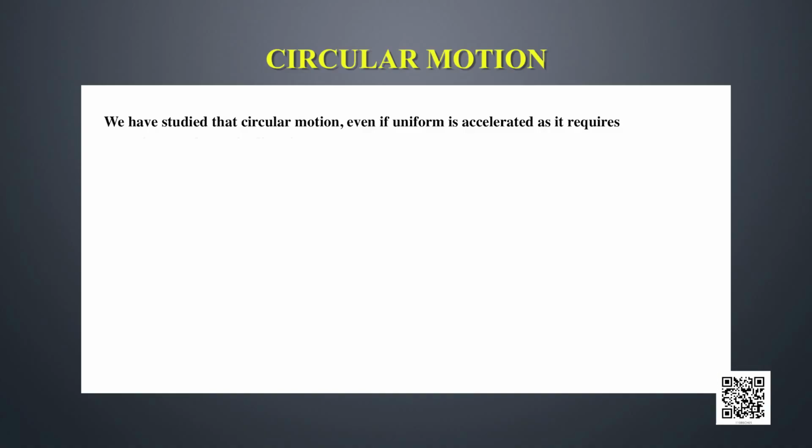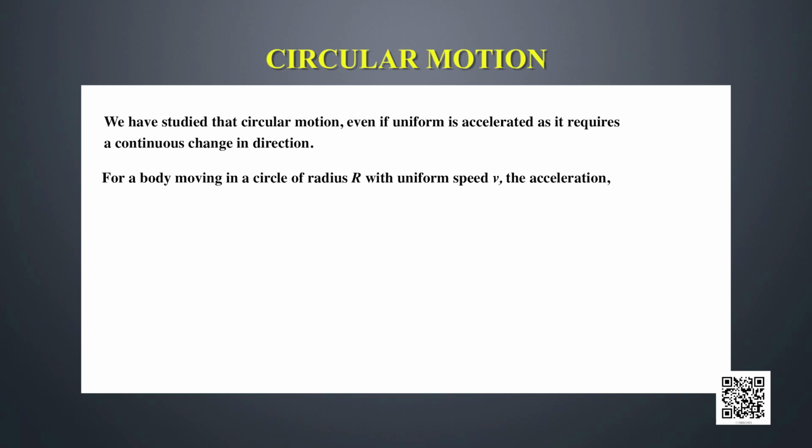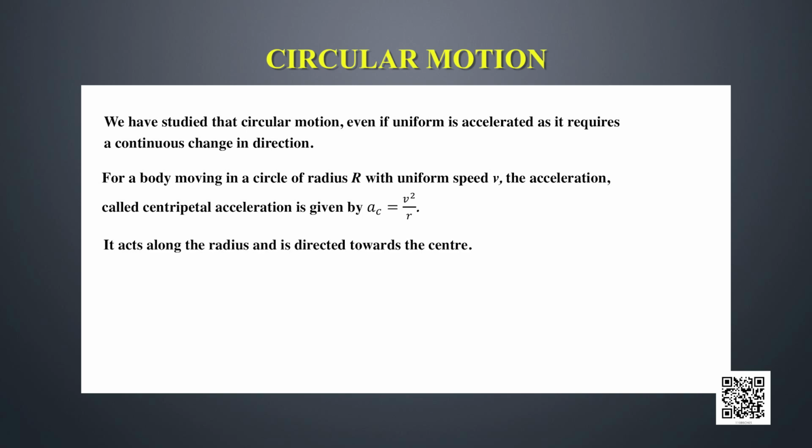Let's now take some examples of circular motion. We have studied that circular motion, even if it is uniform, is an accelerated motion because it requires a continuous change in direction. For a body moving in a circular path of radius r with a uniform speed v, the acceleration, called centripetal acceleration, is given by the ratio v square over r. The acceleration acts along the radius and is directed towards the center of the circular path.